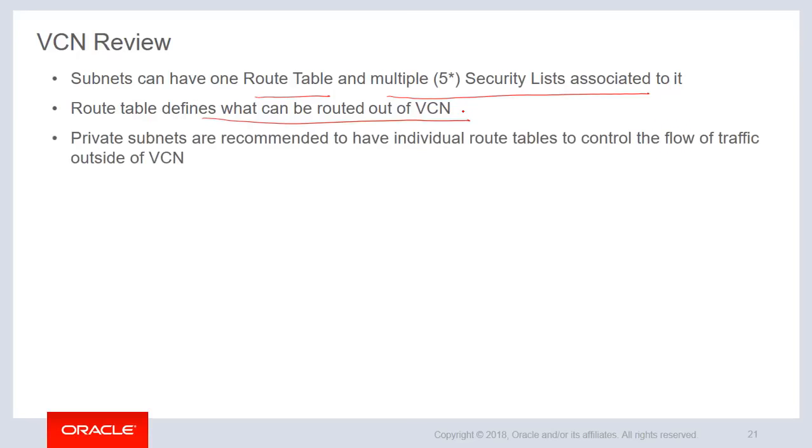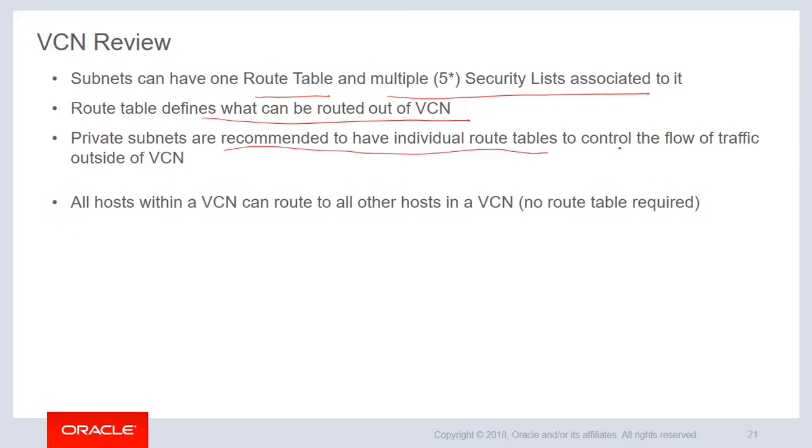Private subnets are recommended to have individual route tables. We looked into this earlier, and I said that you have the default components, but if you have subnets, private or public, it is good practice to have their own individual route tables, particularly for private subnets. All hosts within a VCN can route to all the other hosts in the VCN. No route table is required. We just discussed this. There is no local kind of route rule required.